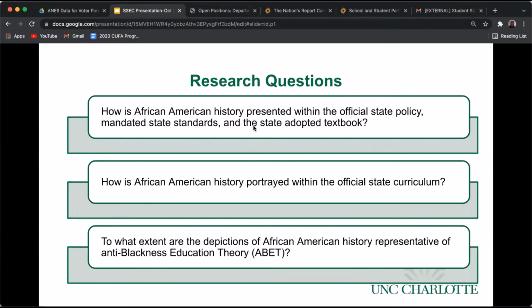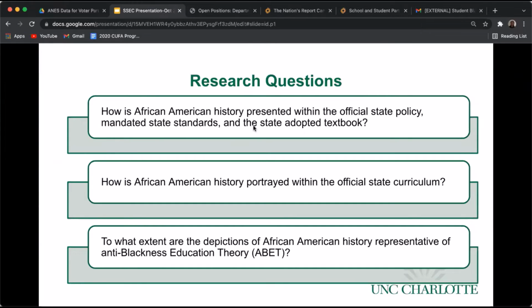The focus of our study was on the intersectionality of anti-Blackness ideologies and the racialization of education. Through that, we formulated 3 research questions. The first one is, how is African American history presented in official state policy that's mandated in the state standards and the state adopted textbook? The second one is, how is African American history portrayed in official state curriculum? And the last one is, to what extent is the depiction of African American history representative of anti-Blackness education theory?